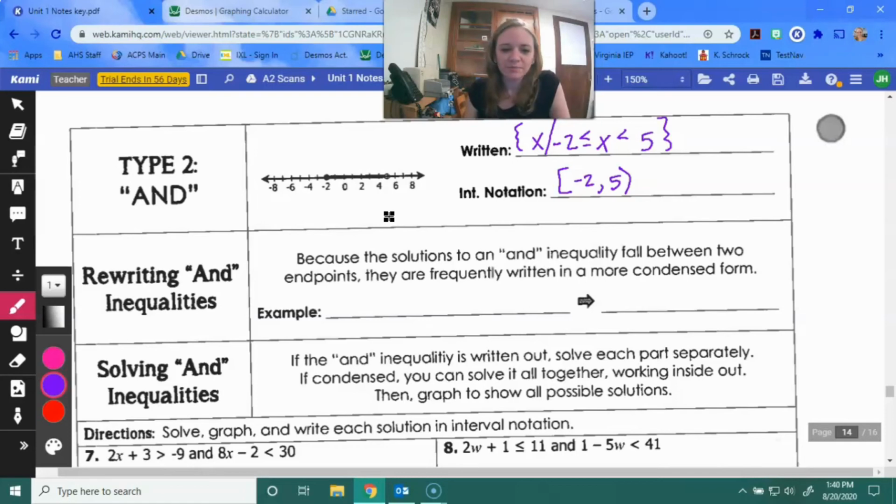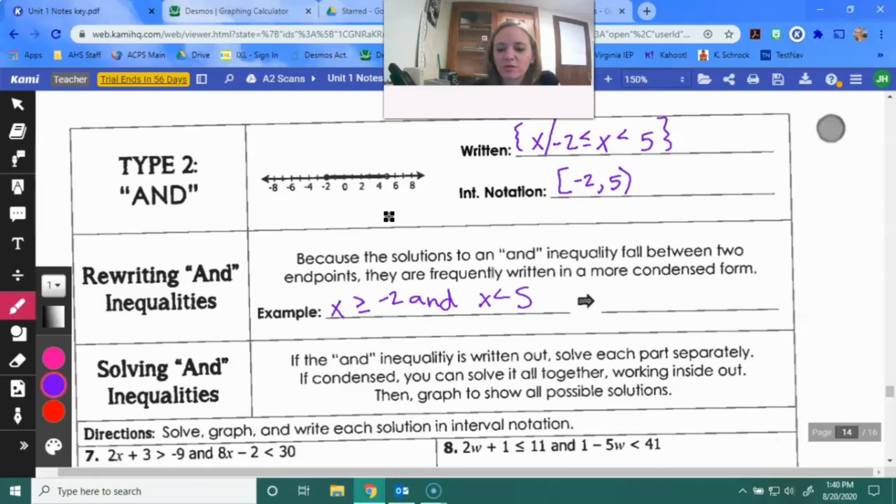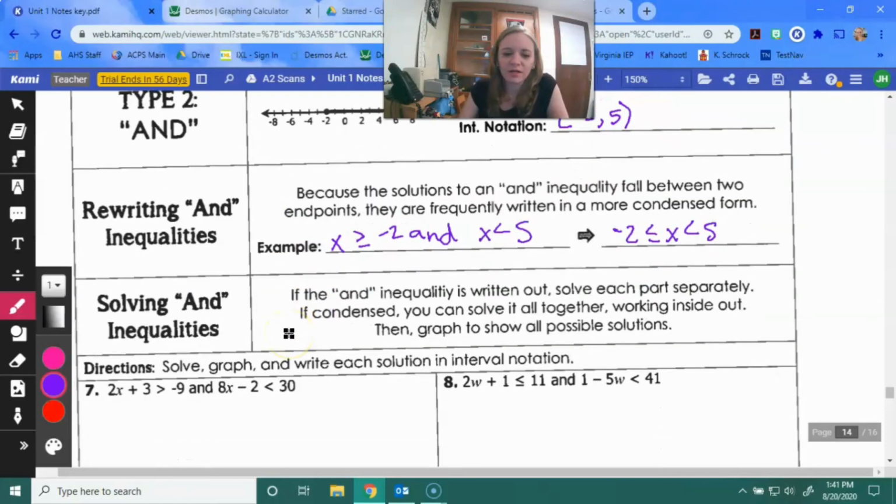So not too bad. Because the solutions to an AND inequality fall between 2 endpoints, they're more condensed, which I just said. Oh, they're just explaining what I already did. So if you have 2 AND equations and on the graph they happen to overlap, you can do that. Alright, solving them.